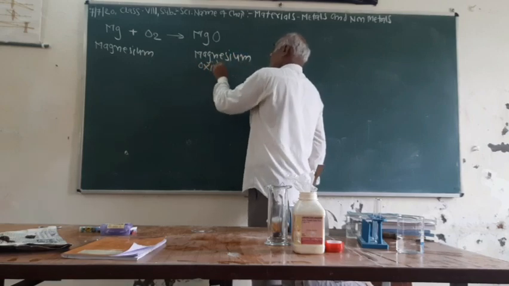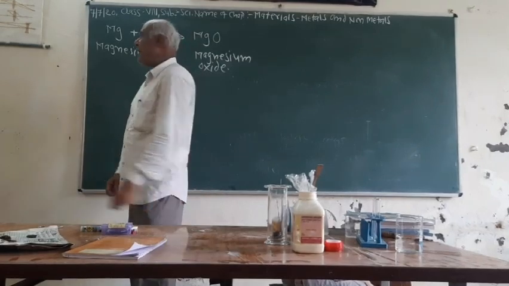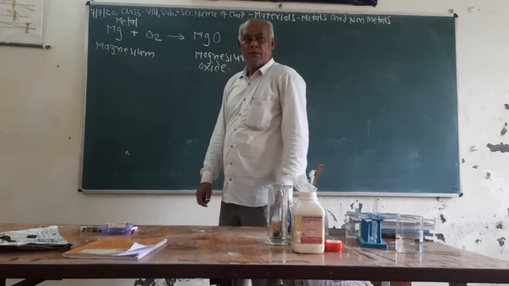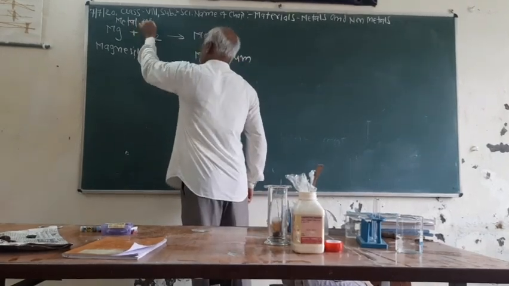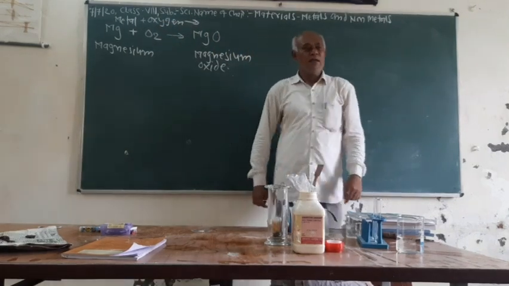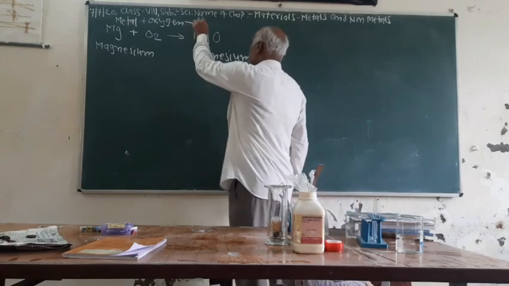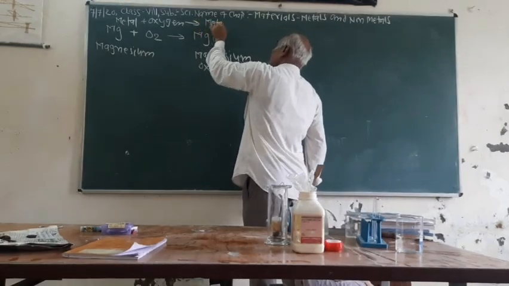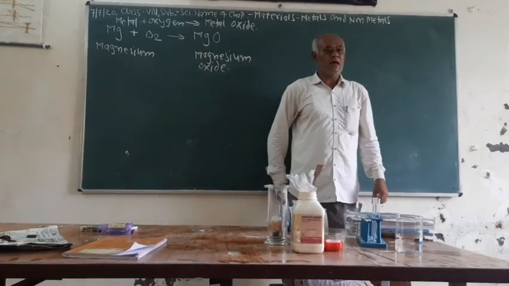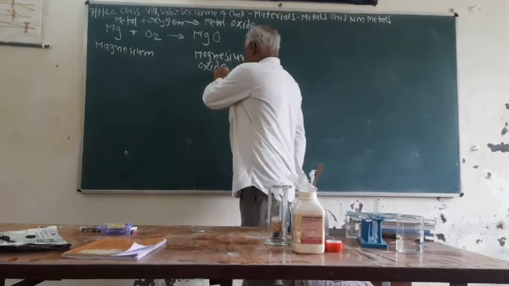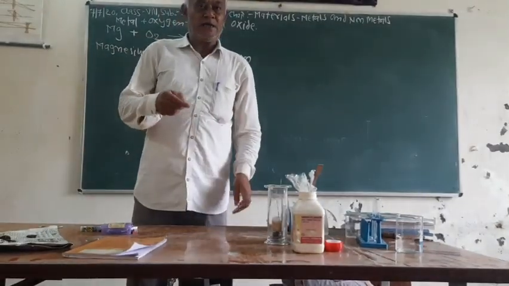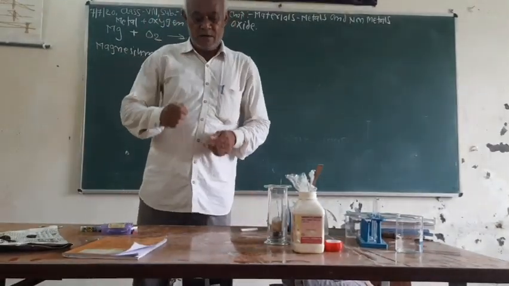Magnesium oxide. We know that magnesium is a metal. This metal reacts with oxygen. When a metal reacts with oxygen, it produces a metal oxide. Magnesium oxide is a metal oxide. Now, the substance we obtain in the watch glass is magnesium oxide.